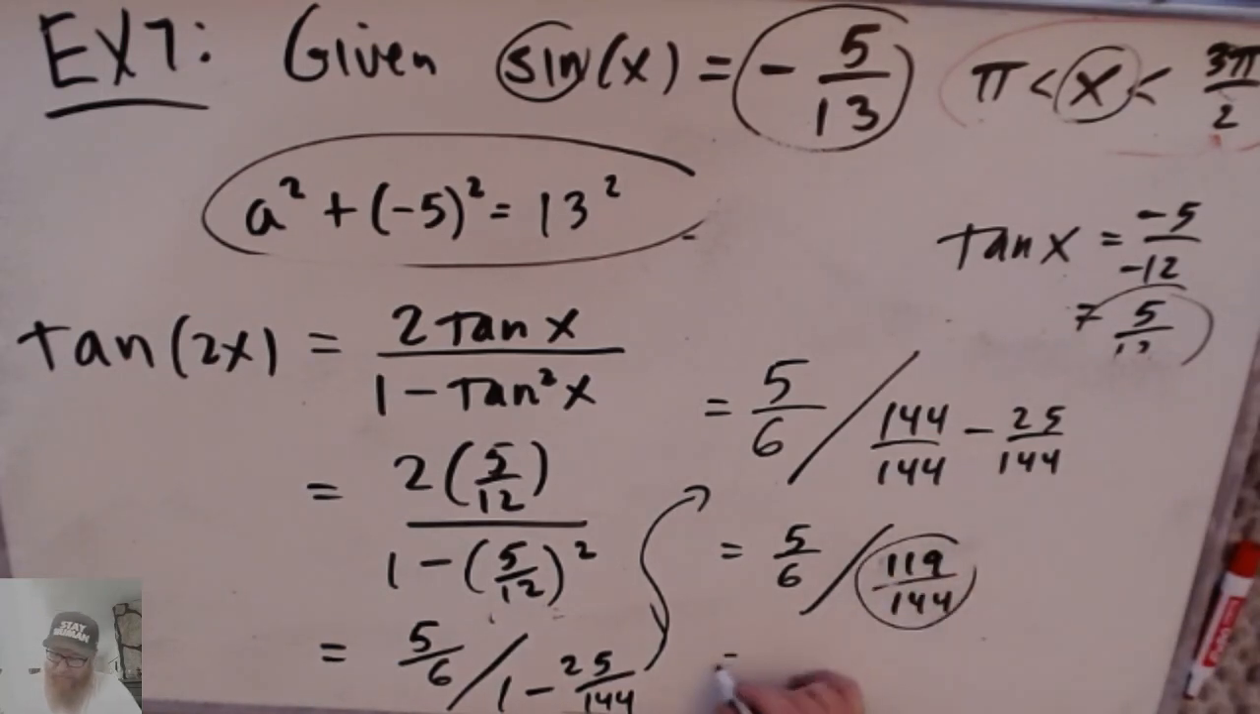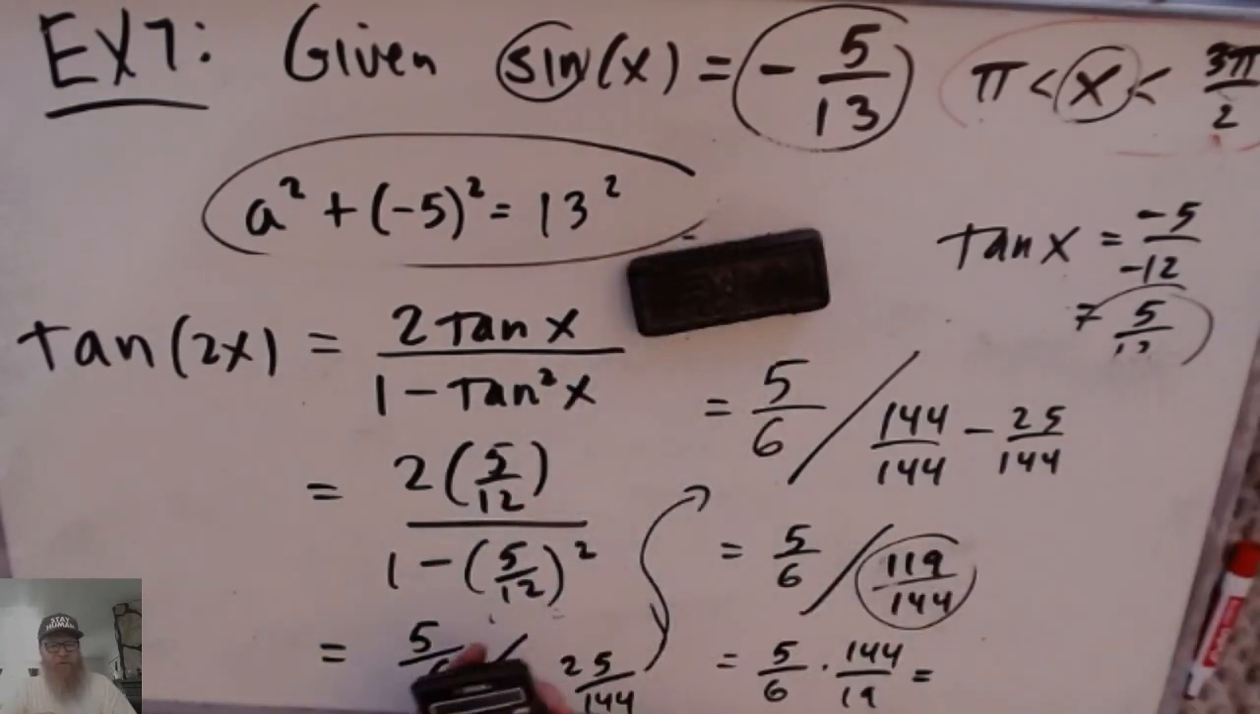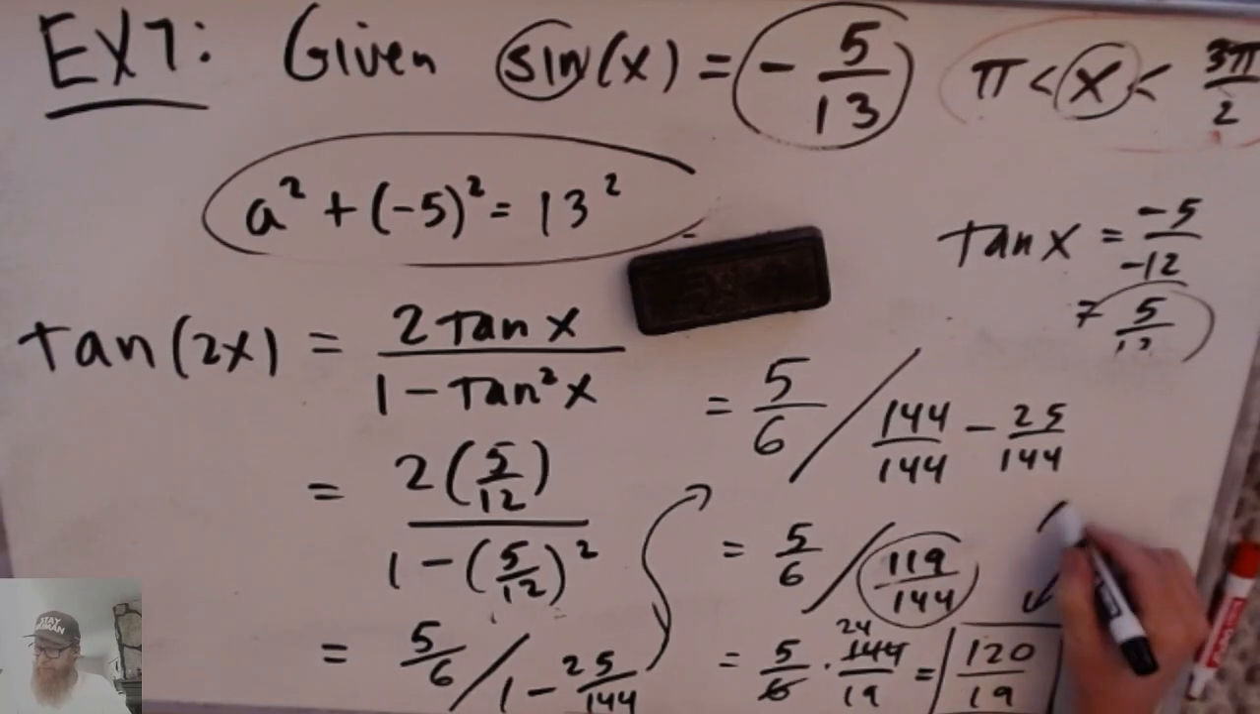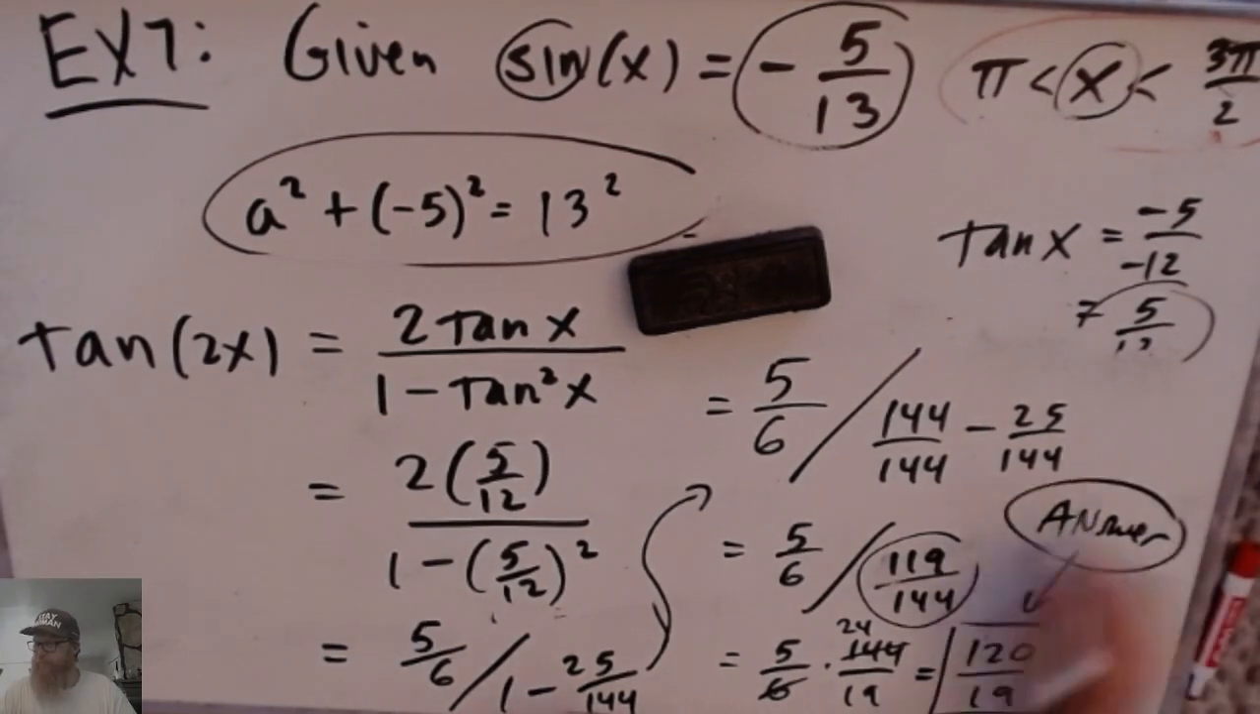Now you're going to flip this, so you get 5/6 times 144/119. I think 6 might go into 144. It should, because 12 goes into it. Yeah, you can simplify this a little bit. So you get 5 times 24, which is 120 over 119. And that would be your answer. Exact: 120 over 119.